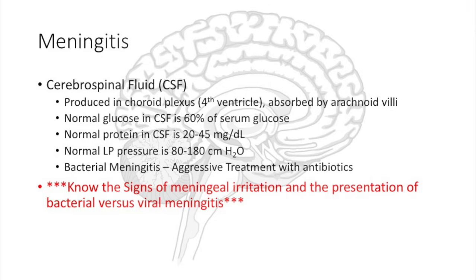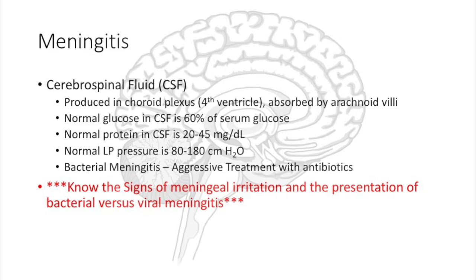Meningitis is also on the CCRN test. So this is monitoring or assessing the cerebrospinal fluid. It's important to do if you suspect meningitis. Understand that the CSF is produced in the choroid plexus and is absorbed by the arachnoid villi. So again, in your subarachnoid hemorrhages, you can block these arachnoid villi and cause increased intracranial pressures. Normal glucose in CSF is about 60% of the serum glucose. Normal protein in CSF is about 20 to 45 milligrams per deciliter.